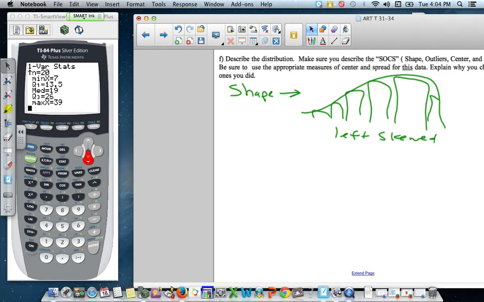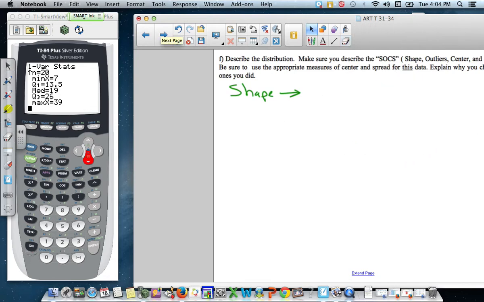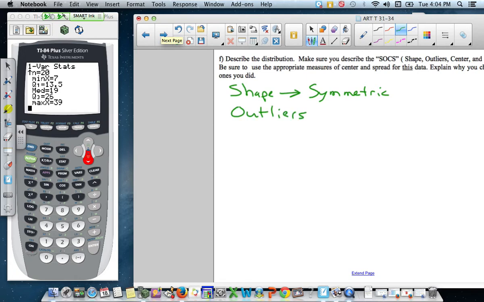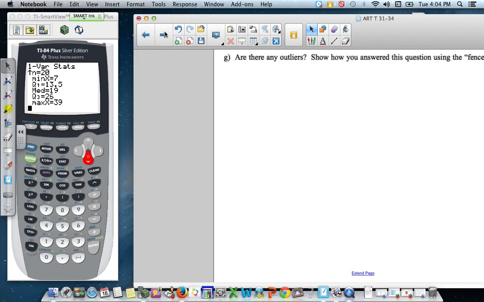It's skewed in the direction that it's stretched towards. I have a tough time deciding which way, so in that case I'm going to say it's about symmetric. Now the outliers. This is actually a problem where it's going to pay off to go to the next part here.